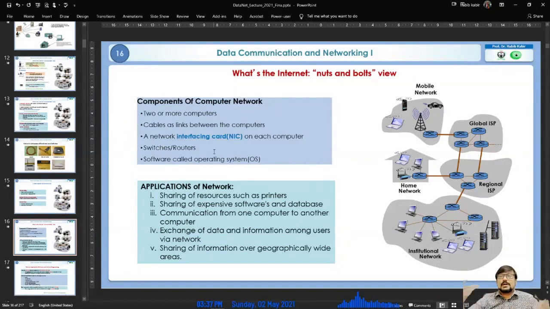But for the ISPs and others who provide the internet, they need routers and other things. So routers and switches are also very important. And then overall we need some software. Software means we are giving some hardware, but in between we also need some software.